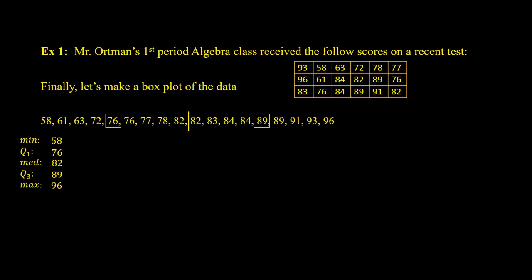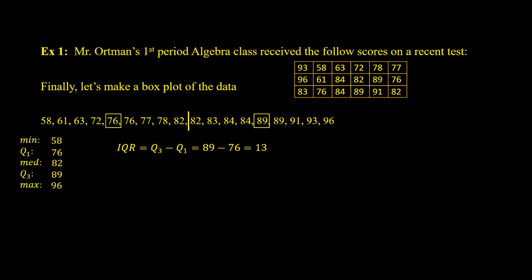Now, before we proceed, we need to find one more statistic, the IQR, which is the interquartile range. Range, as we know, is the difference from the maximum to the minimum. The IQR is the difference from the third quartile and the first quartile. So IQR is Q3 minus Q1. So in this case, we have 89 minus 76, which gives us an IQR of 13. So 50% of all of our data points will be within 13 values of them.